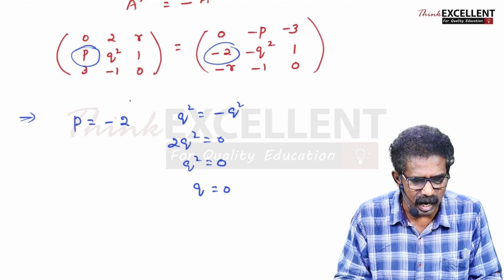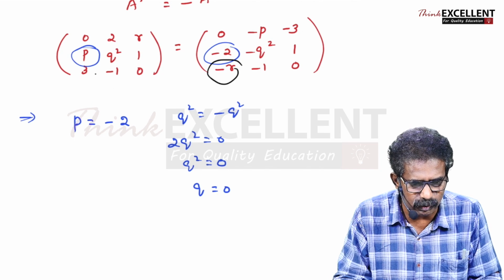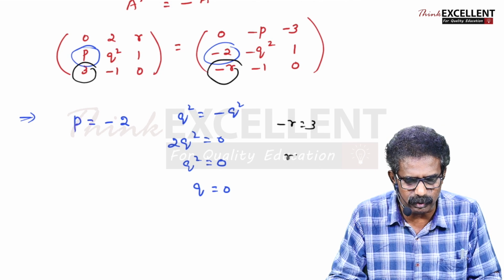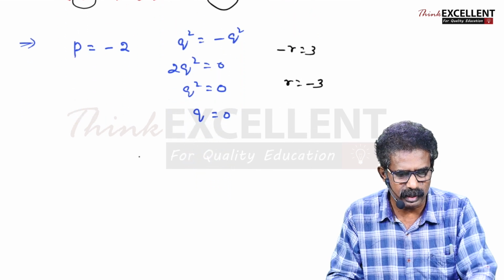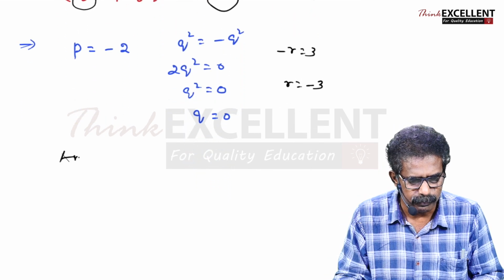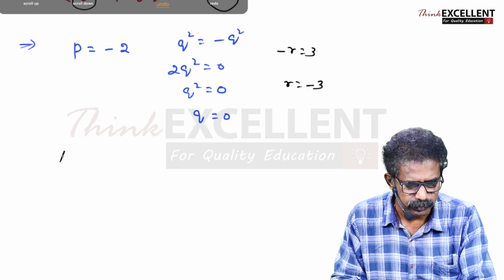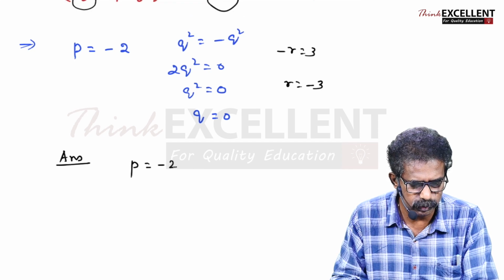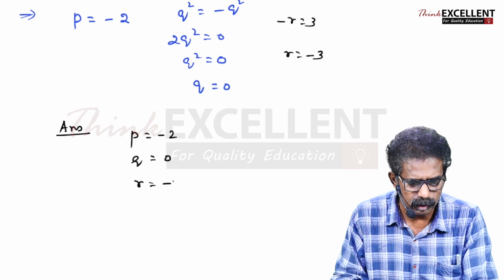Then you have to find R value. Minus R equal to 3. Minus R equal to 3. Change the sign. R equal to minus 3. So that's all the final answer. Write them in order, right? You can say P equal to minus 2. Q equal to 0. And R equal to minus 3.